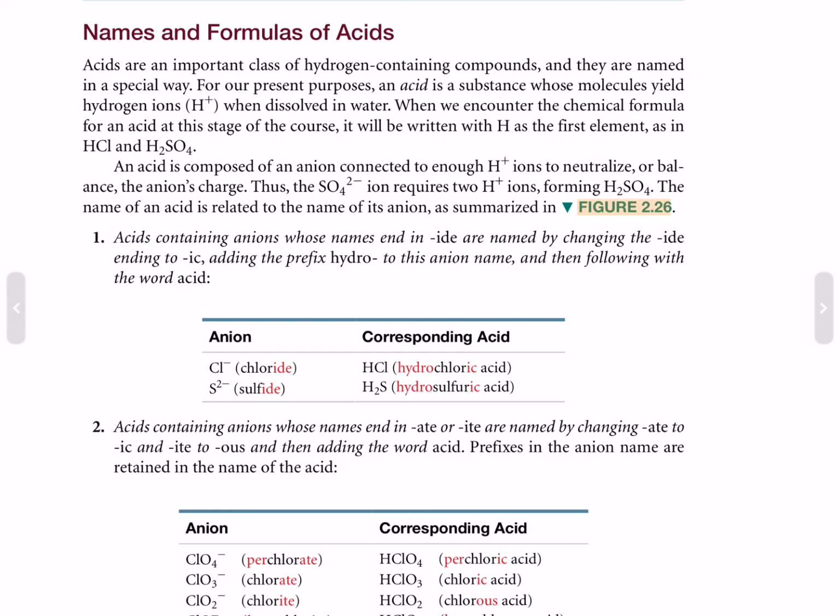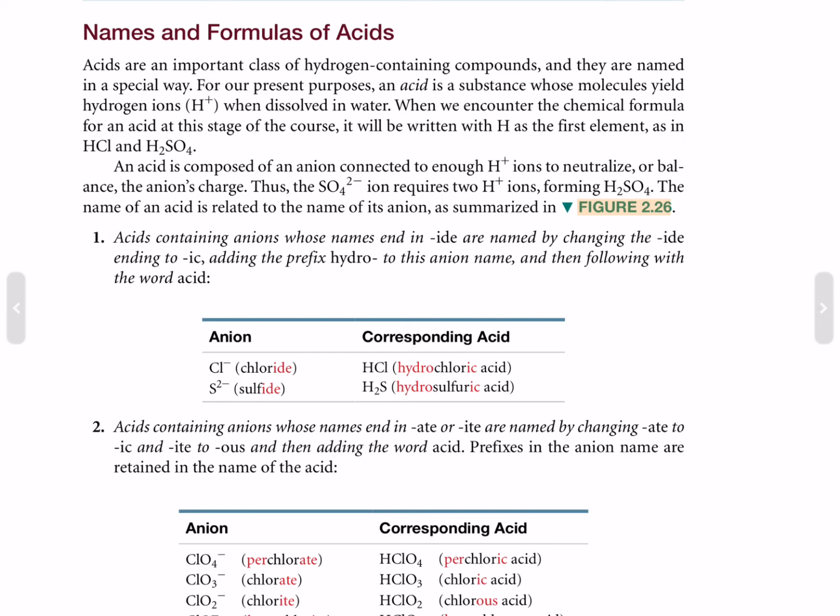An acid is composed of an anion connected to enough hydrogen ions to neutralize or balance the anion's charge. Thus, the sulfate ion requires 2 protons, 2 hydrogen ions, forming H2SO4. The name of the acid is related to the name of the anion, as summarized in Figure 2.26.